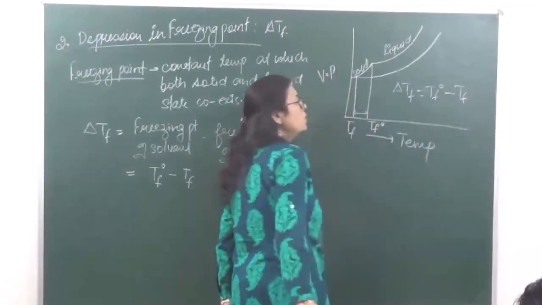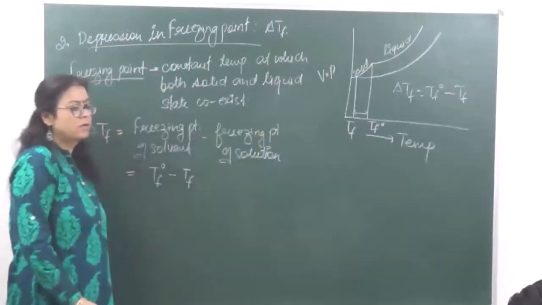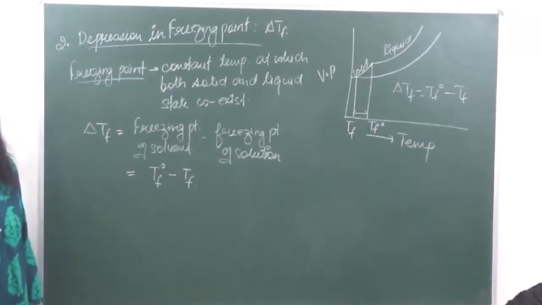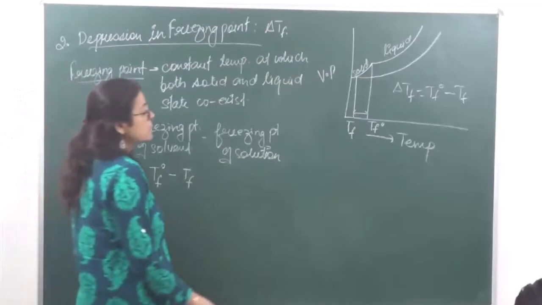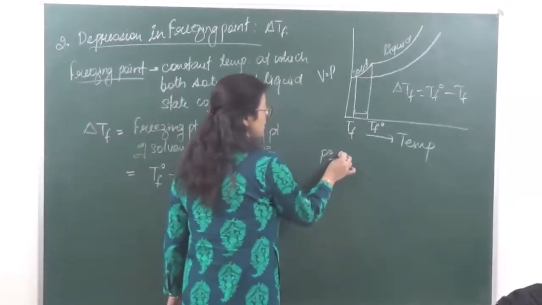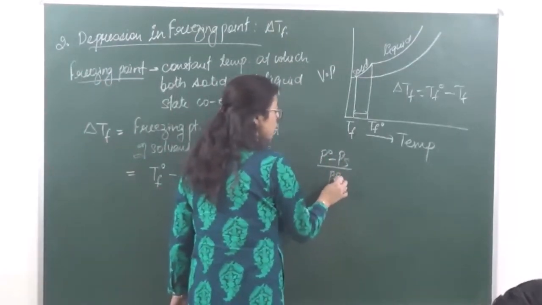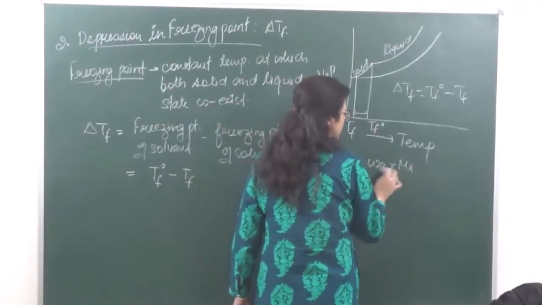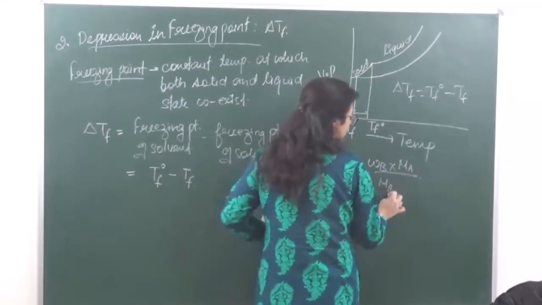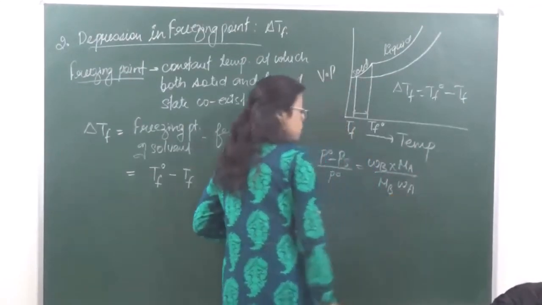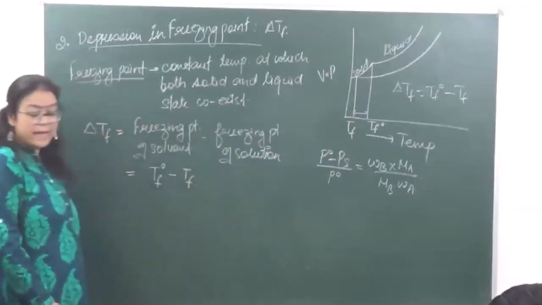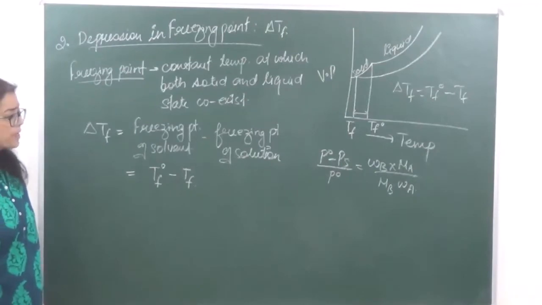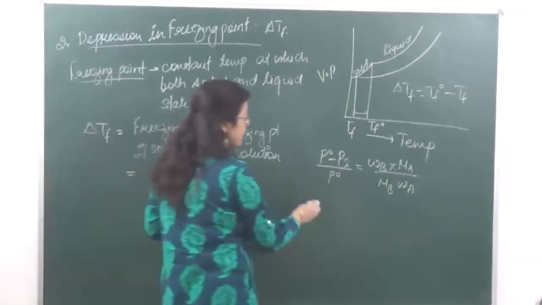Which comes equal to Tf naught minus Tf. Is it clear? So let's derive this also again from Raoult's law. It's the same kind of derivation. P naught minus Ps upon P naught is equal to Wb into Ma upon Mb into Wa. Again Ma is going to be a constant, pure solvent, and P naught is also going to be a constant.